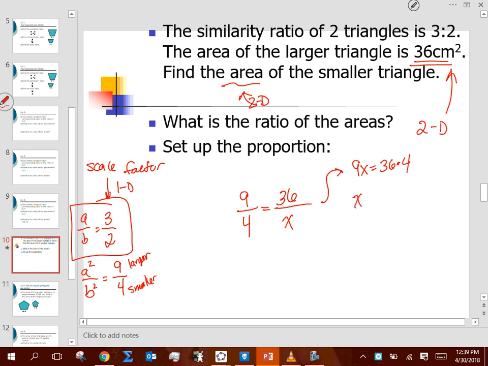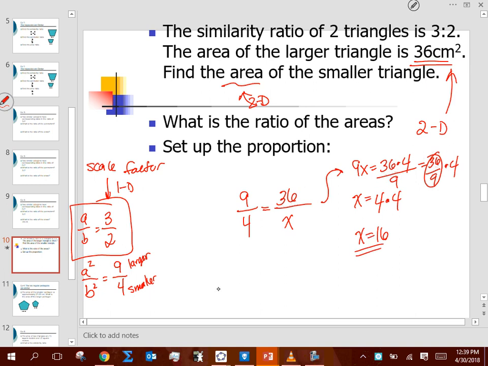If I divide both sides by 9, it would look something like this. Does that mean I could take 36 over 9 and multiply that by 4? What's 36 divided by 9? 4. So it gives me 4. I have times 4. X gives me 16. That might be an easier way to do some mental math.